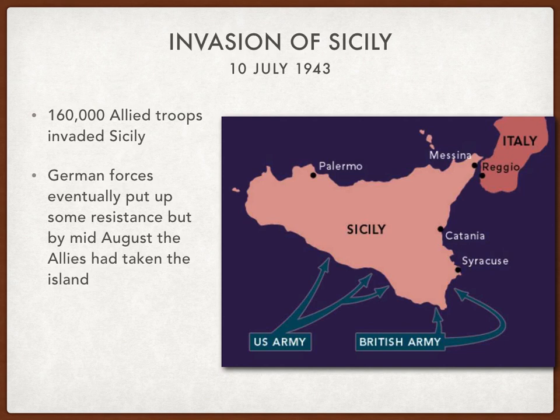160,000 Allied troops invaded Sicily, which is an island right at the tip of Italy. They landed on 5 points of attack. 3 from the British, 3 from the US Army, 2 from the British Army. The Germans and Italy were initially quite poor in their defence of the island. German forces, however, put up some resistance, but by mid-August the Allies had taken the entire island.